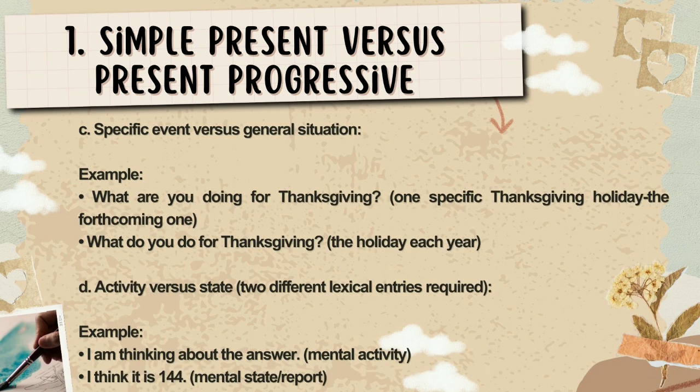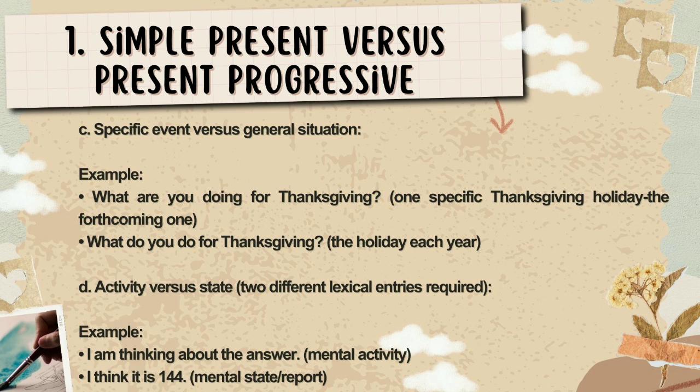Letter C here is specific event versus general situation. The example here is, what are you doing for Thanksgiving? That is specific, which is the Thanksgiving holiday, the forthcoming one. Next, yung general situation is, what do you do for Thanksgiving? The holiday each year, that is the general situation.